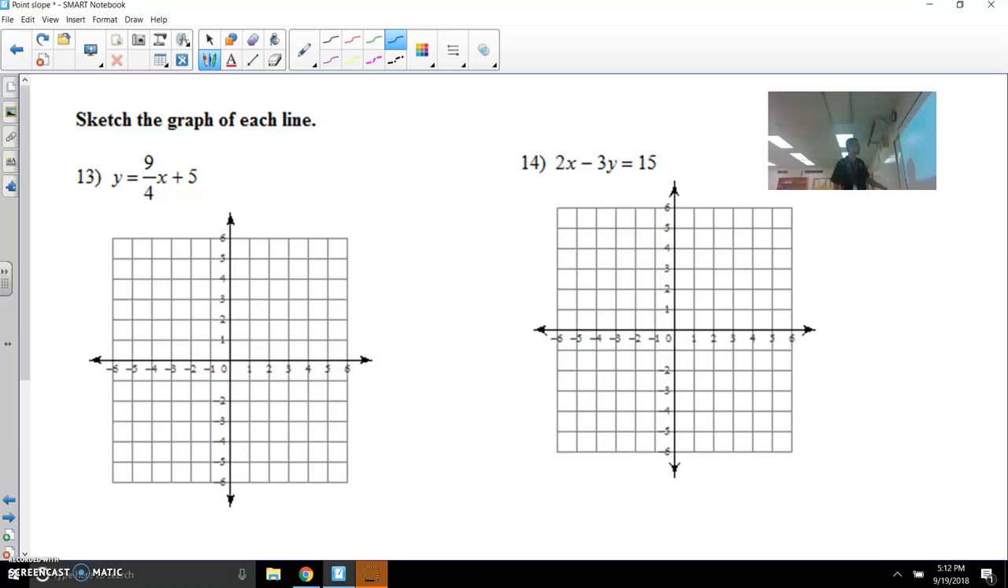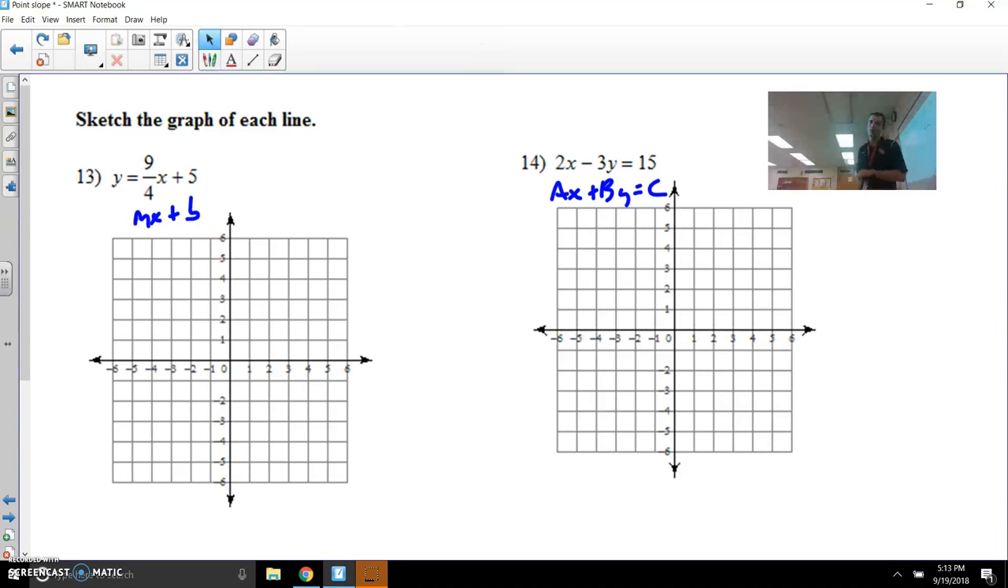The last 2 I won't do, because I want to see if you can do them correctly. This is mx plus b, slope-intercept form, and this one is standard form, ax plus by equals c. I'm looking forward to tomorrow to see if that's something you've mastered.